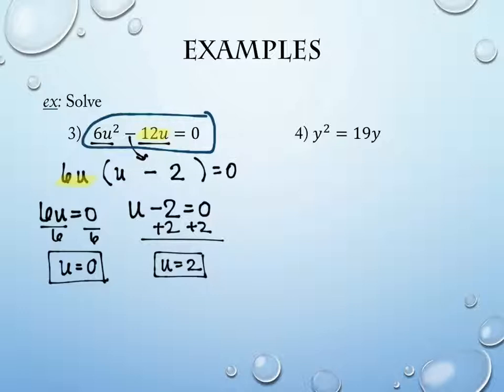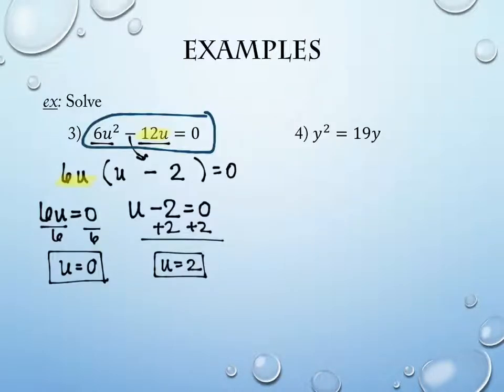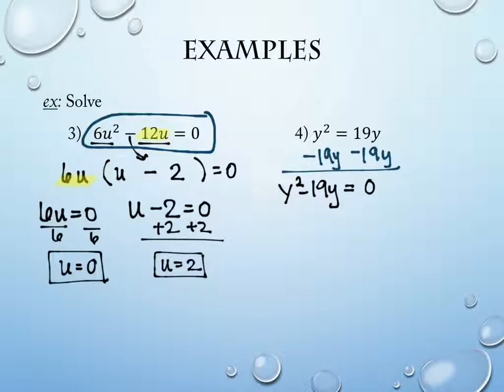Y squared equals 19y. What is different about this problem than the last one? It's not equal to 0, right? And the whole 0 principle doesn't work if it doesn't equal 0. Okay? Gotta equal 0 to start. So how am I going to change that? We can just subtract the 19y. Yep. Okay, so on the left-hand side, I now have y squared minus 19y. And on the right-hand side, like Josh said, I have equal to 0.